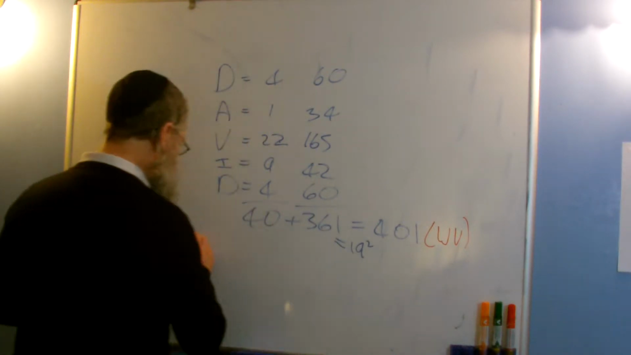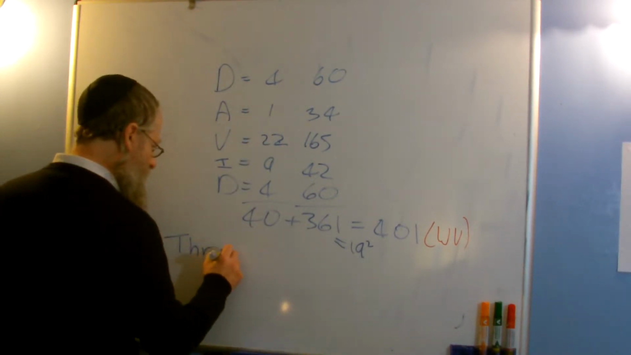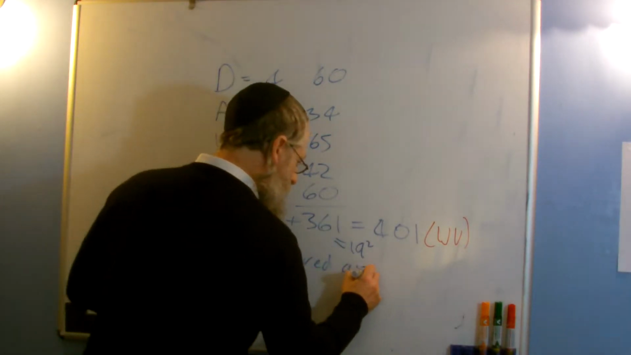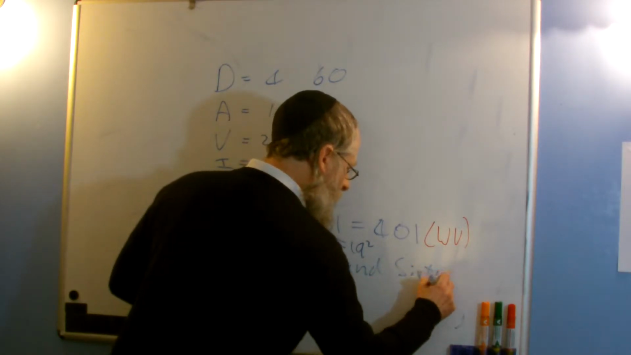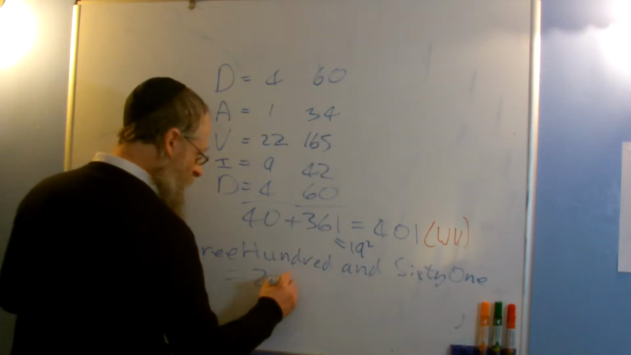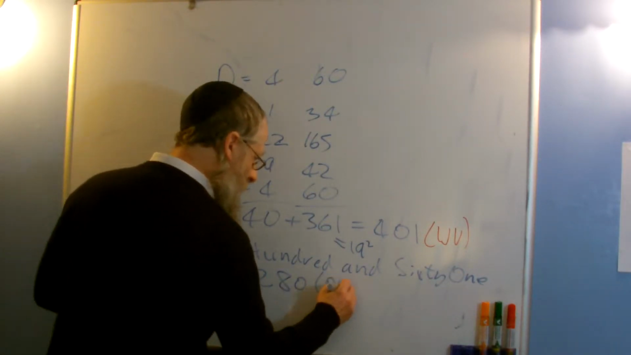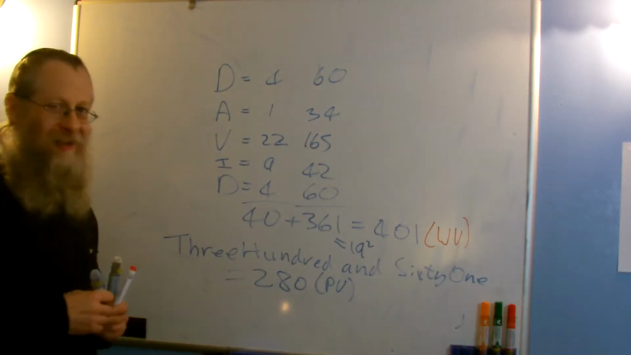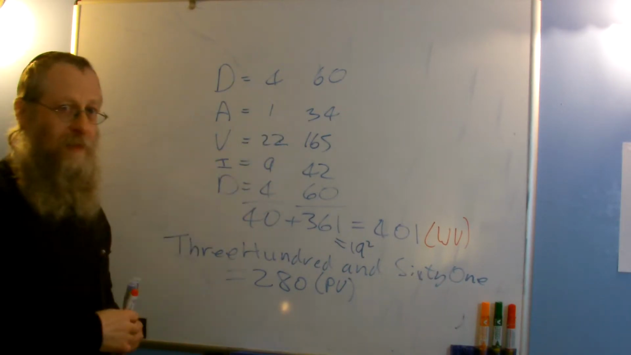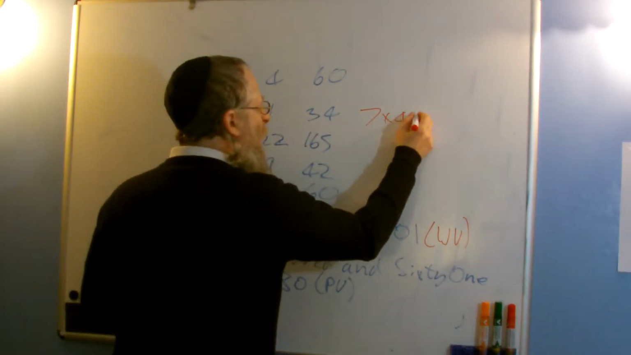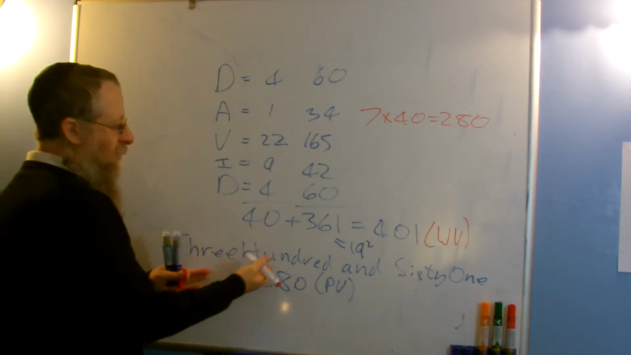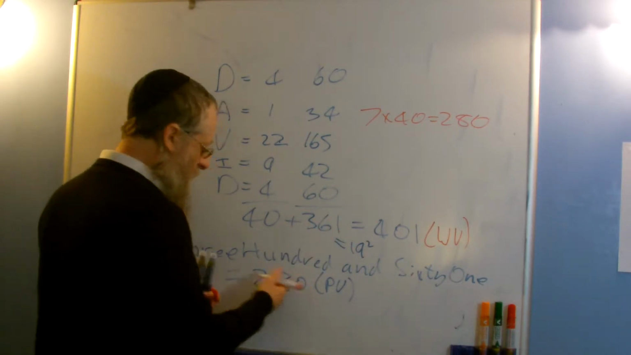But if I take 361 as a word and work out what that is, I'll get 280 as the PV. Okay? 280 is 7 40s. In other words, all those 7 40s added together, 7 times 40, I had 280. That's connected now to David, 361, and 361 is 280.